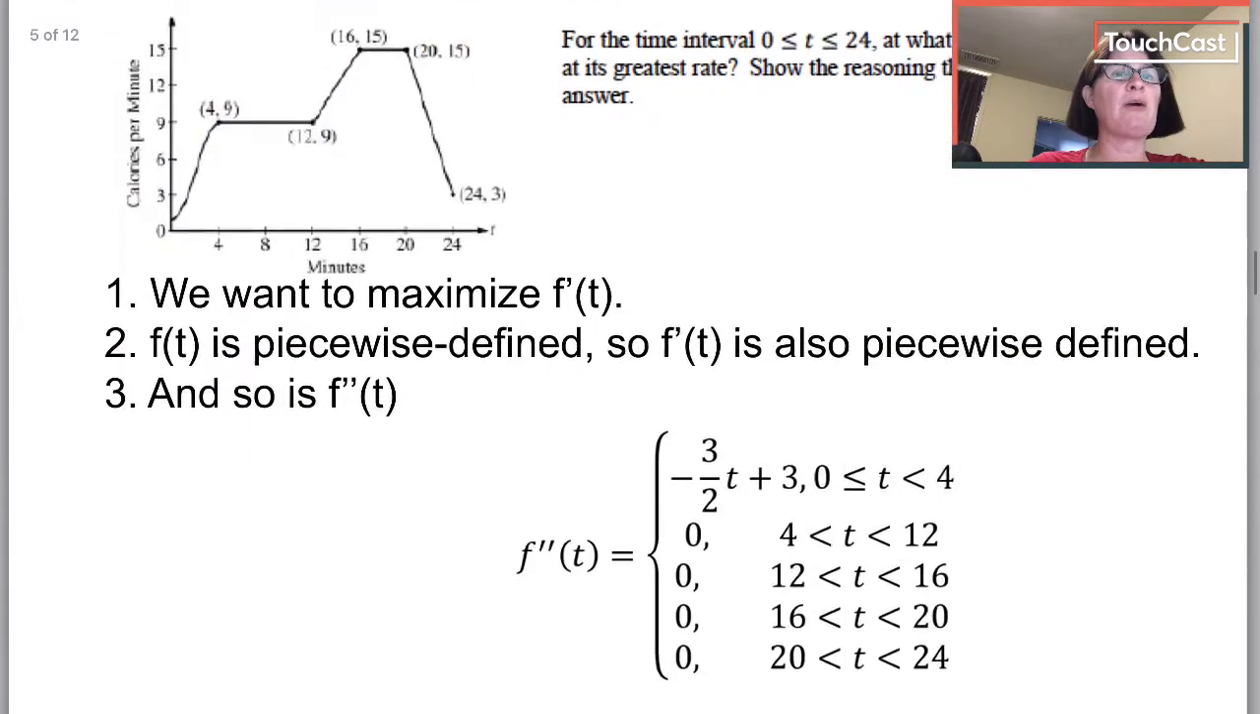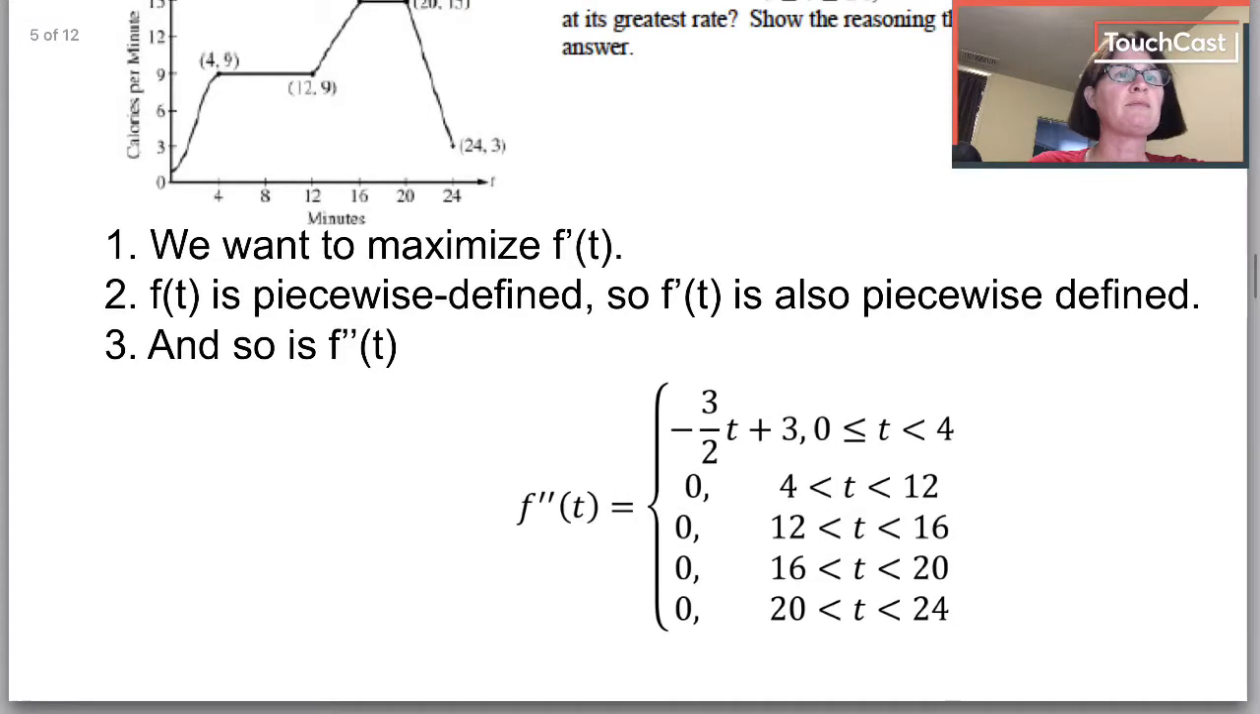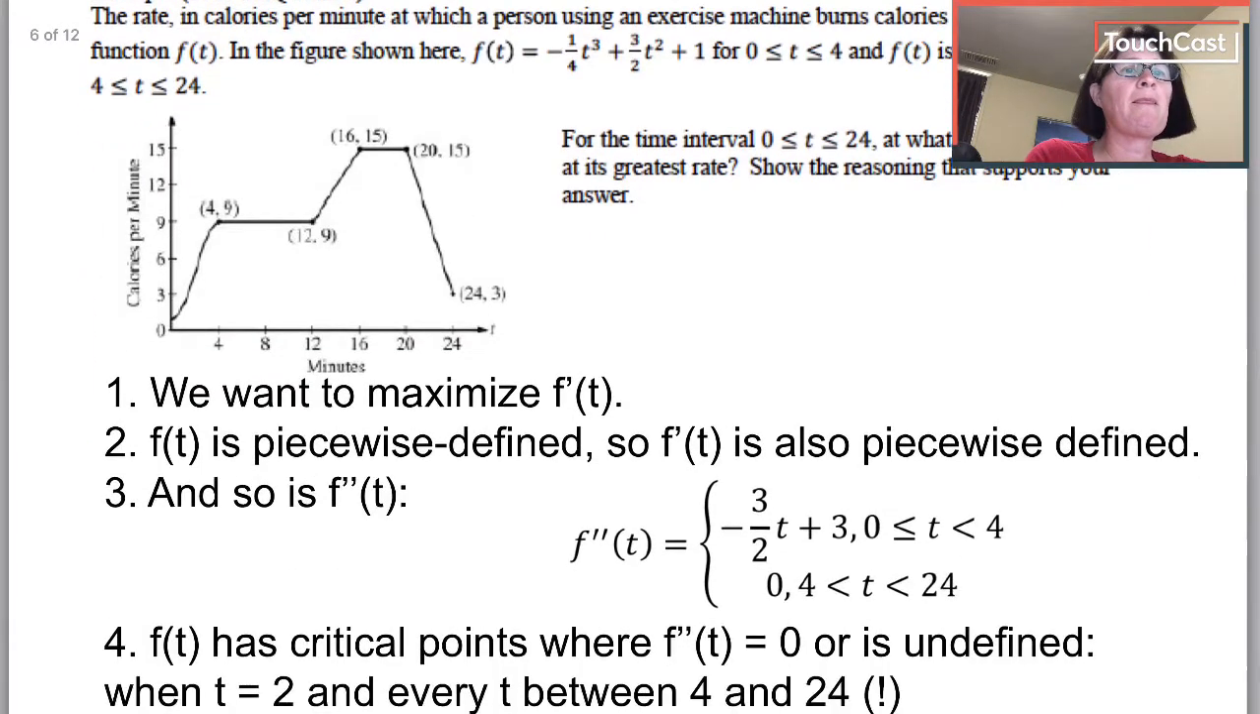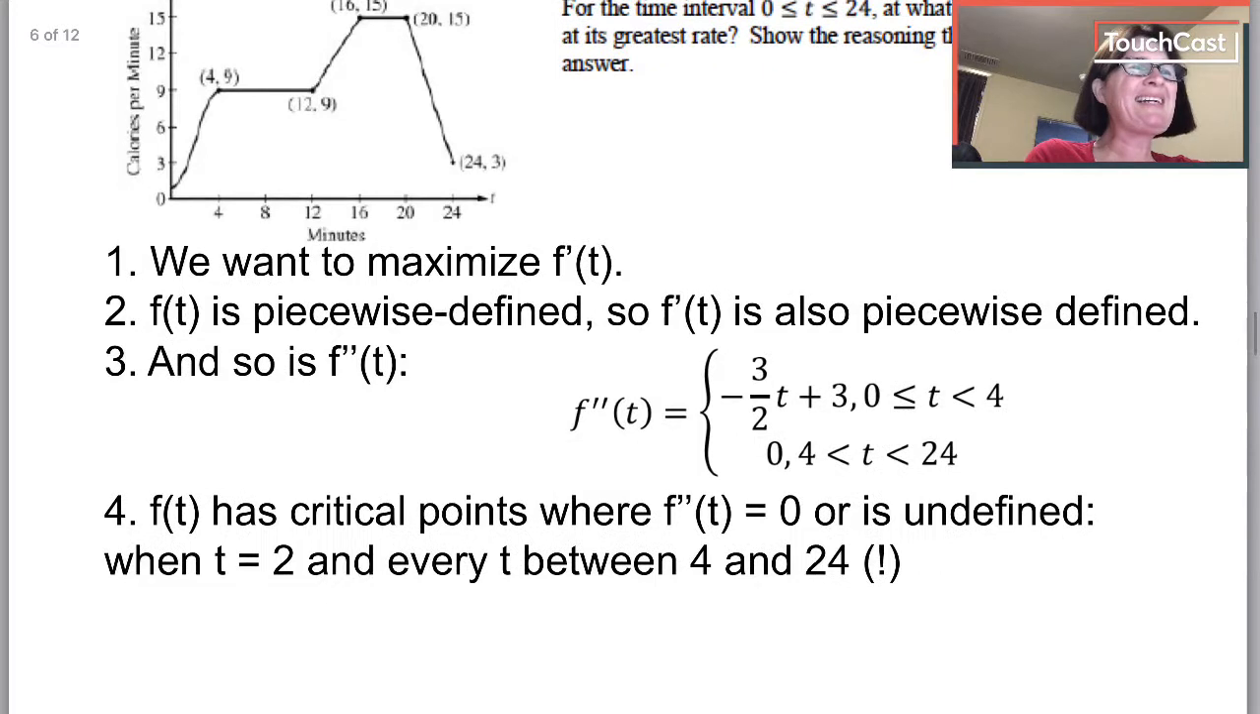So my f double prime of t kind of looks like this. There you go. So I collapsed that down. Instead of having 0 over 4 different separate intervals, the second derivative is essentially 0 from time 4 to time 24. And now we need the critical points of f prime.